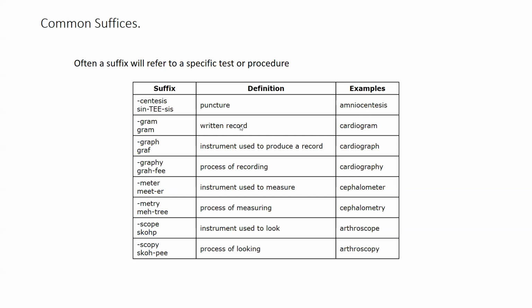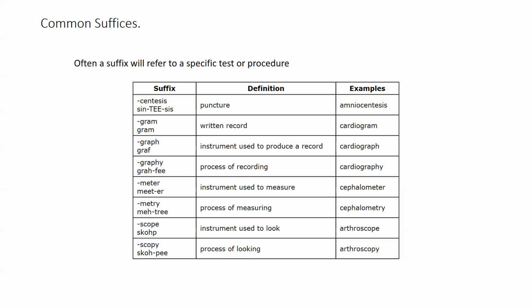Gram means a written record. That's what it literally means, but it's more commonly used to just be a recording of. So it can mean, in a cardiogram, a recording of the heart. That's the machine actually showing you the bouncing up and down lines of the electrical activity of the heart.